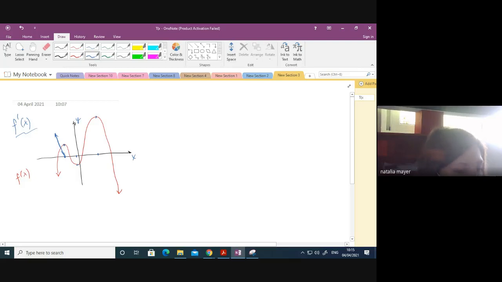So after the first zero until the second zero, Omar, describe the behavior of the function. In terms of slope, is the slope negative or positive? From this until here, negative. If the slope is negative, where is the derivative function? Below the x-axis. So from the first zero until the second zero, it's like this, right?